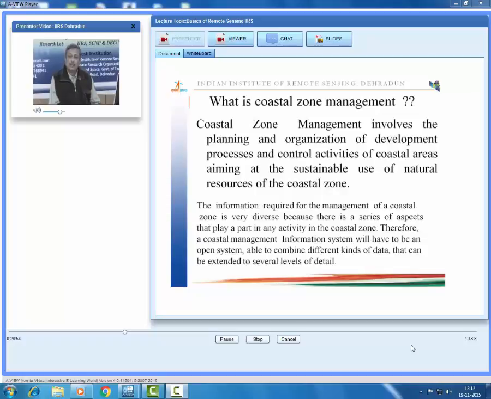And nowadays we call it integrated coastal zone management, where lots of other disciplines also have a role to play. So we need a lot of information for coastal zone management, and it is very diverse because it comes from various disciplines. That is why it has been said that a coastal zone management information system has to be an open system, combining different kinds of data that can be extended to several levels of detail. Lots of data will come from various subjects, disciplines and formats. There will be spatial data, non-spatial data, raster, vector, and everything should be part of that information system, which can be used to develop any coastal zone, particularly when coastal zone management is concerned.